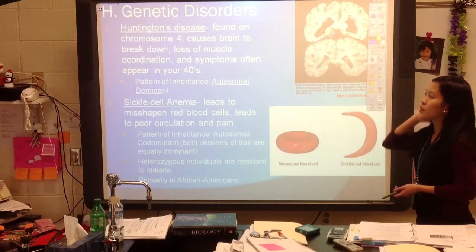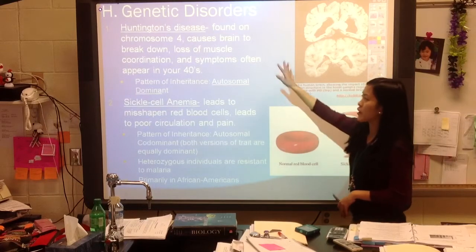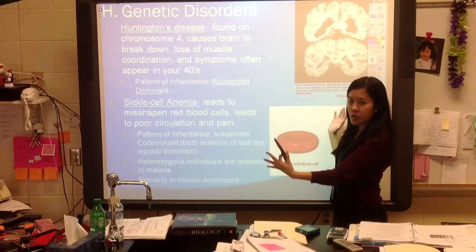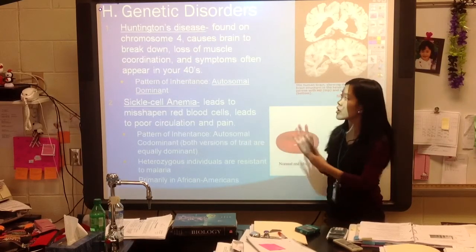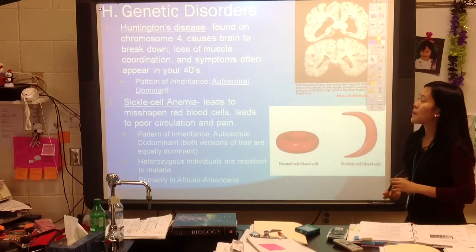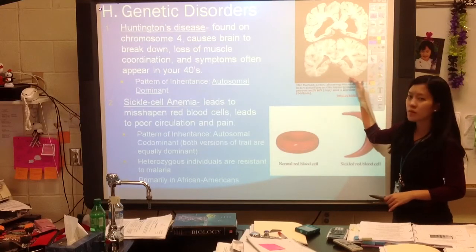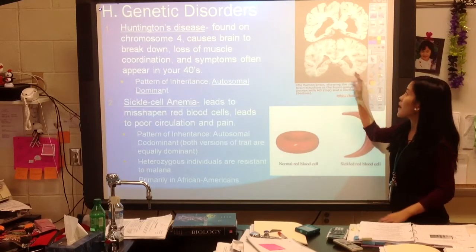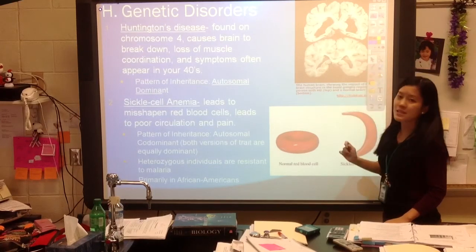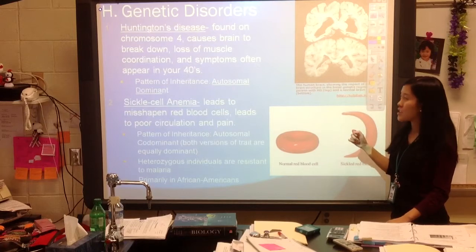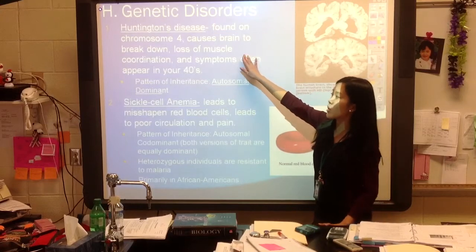The first disease that you want to know about is Huntington's disease. Huntington's disease is actually found on chromosome 4, so later on when we look at a picture of a karyotype, all of the chromosomes spread out and put in order, that'll come into play. It actually causes the brain to break down. So if you look in this picture, you see a normal brain, and here you can actually see a significant portion of the brain cell that's actually been broken down. And so you're actually losing brain cells, and that causes a loss of muscle coordination.